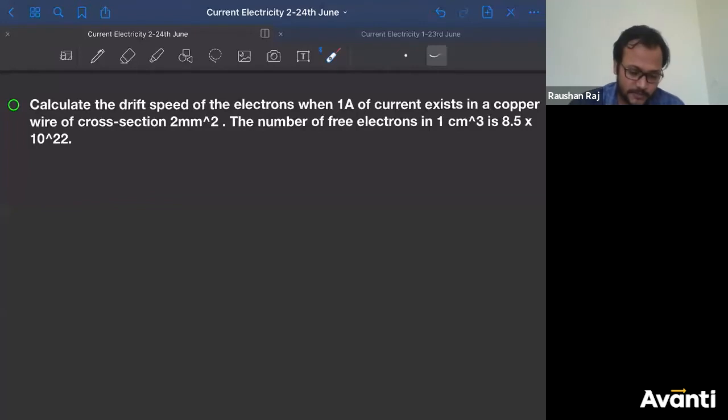Come on, solve it quickly. You have to calculate the drift speed of the electrons when 1 ampere of current exists in a copper wire of cross section 2 millimeter square. The number of free electrons in 1 centimeter cube is 8.5 into 10 to the power 22. All the values are given to you. You just have to use the formula. Come on guys, solve it. It's not that tough. Very, very easy, very elementary level question.